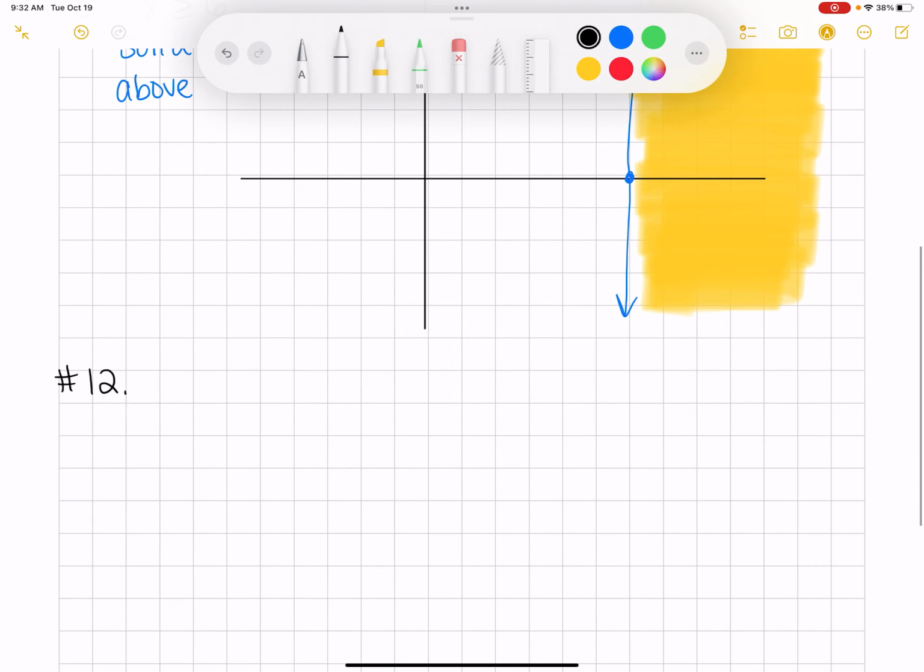All right, number 12. Y is less than 3x plus 3. So solid or dotted? Dotted. Shaded where? Below. Down. Okay, below, down, whatever.